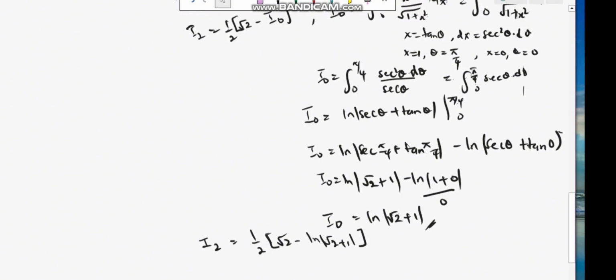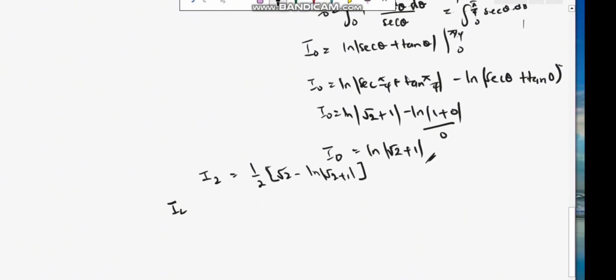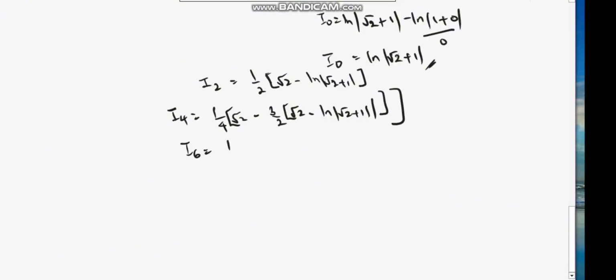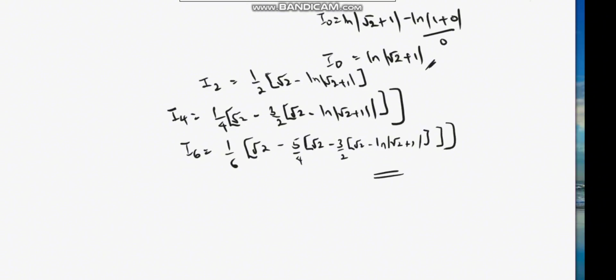So that will be your I_2, and we'll do the same thing. I_4 will be 1 over 4 times (root 2 minus 3 over 2 times (root 2 minus ln(root 2 plus 1))), and I_6 becomes 1 over 6 times (root 2 minus 5 I_4), which is 5 over 4 times (root 2 minus 3 over 2 times (root 2 minus ln(root 2 plus 1))). So that is our final answer.